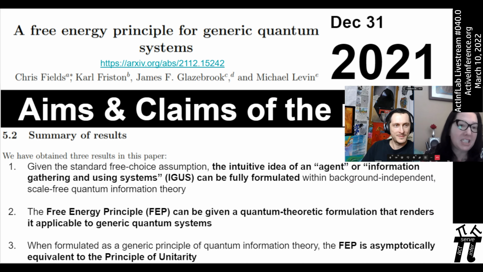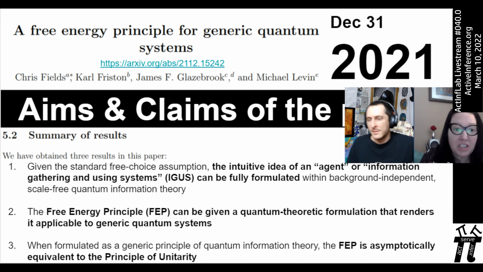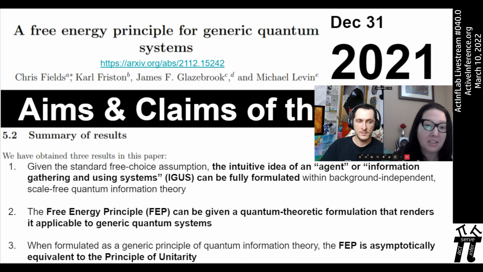So the aims and claims of the paper, there are pretty much three, and we'll revisit these at the summary, because we're just going to give you a broad overview of the results right now. Given the standard free choice assumption, the intuitive idea of an agent, or information gathering and using system, IGUS, can be fully formulated within background independent scale-free quantum information theory. The second claim is that FEP can be given a quantum theoretic formulation that renders it applicable to generic quantum systems.